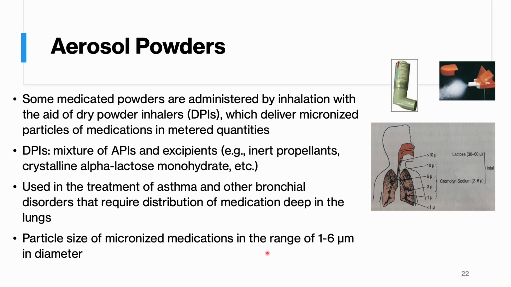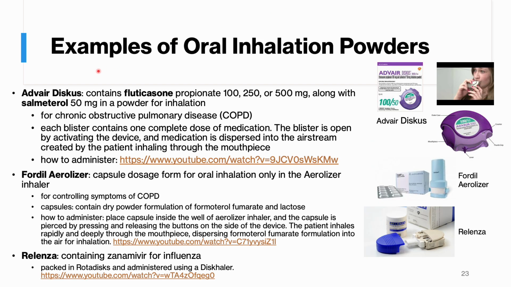In general, the particle size of micronized medication for aerosol powder is in the range of 1 to 6 micrometers in diameter. So with 1 to 6 micrometers, the powder can be delivered to this region of the lung. And these are some examples of oral inhalation powders from the aerosol powders, administered through the oral route.